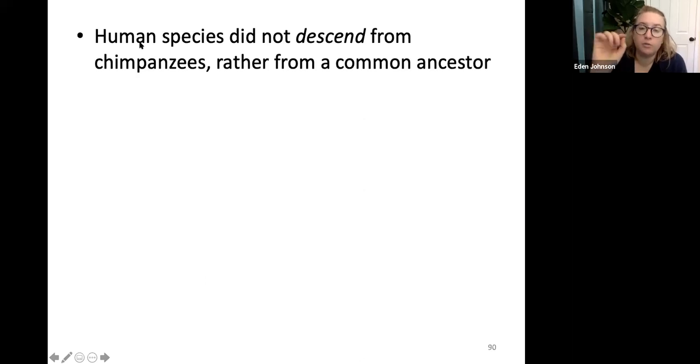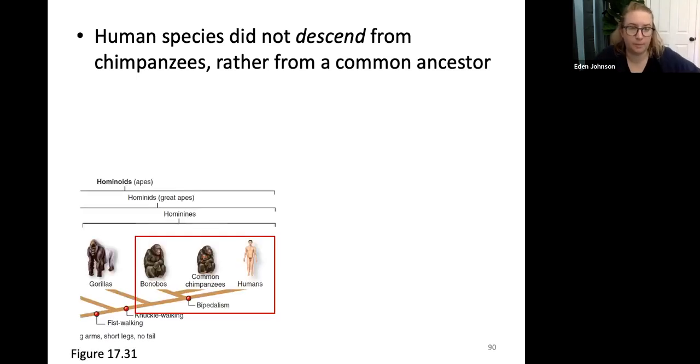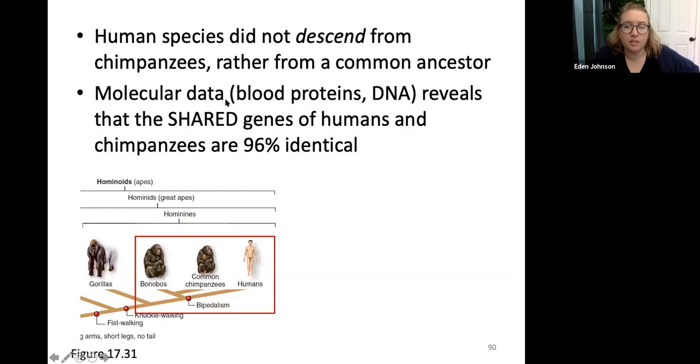So it's important to note, human species did not descend from chimpanzees, but rather humans and chimpanzees came from a common ancestor that was neither human nor chimpanzee. Molecular data reveals that shared genes of humans and chimpanzees are 96% identical. So they're incredibly close in terms of their relatedness, incredibly close.